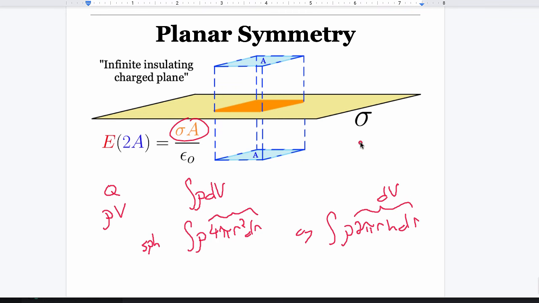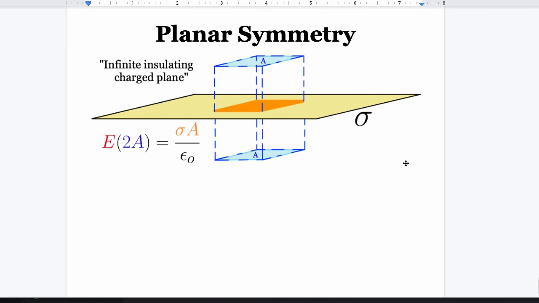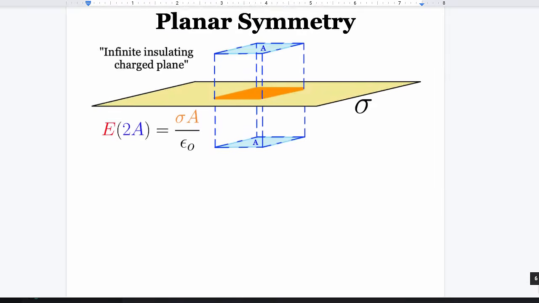How do you figure those out? Remember, just write down the volume. It would be pi r squared h. Take a derivative of both sides, dV dr, and then d this dr. The 2 would come down, you get 2 pi r h, and then move the dr over, and you get what dV is. Okay, so that is all of Gauss's law in a nutshell.